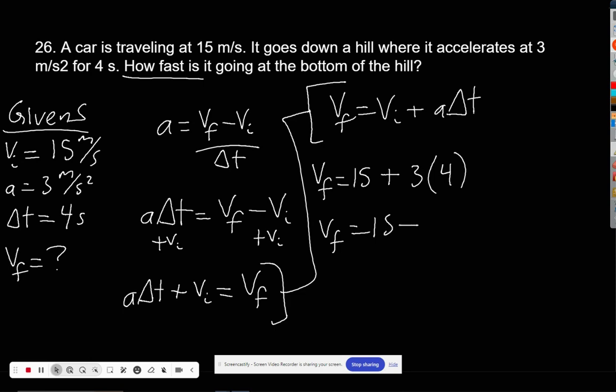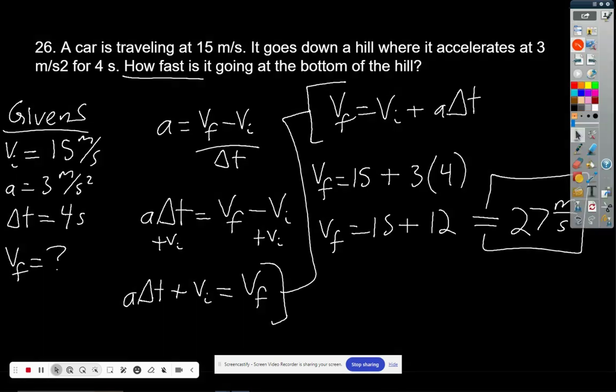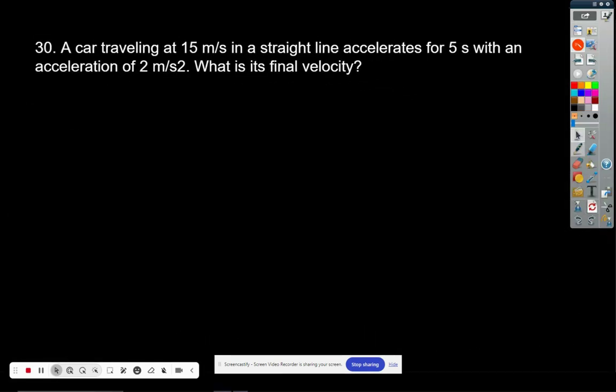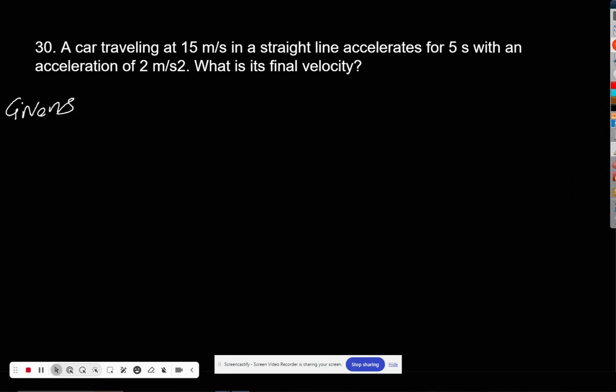So that's 15 plus 12 for a grand total of 27 meters per second. Going pretty quick. Moving right along. Next up, number 30. Very, very similar question, so I'll go through this one a little faster.